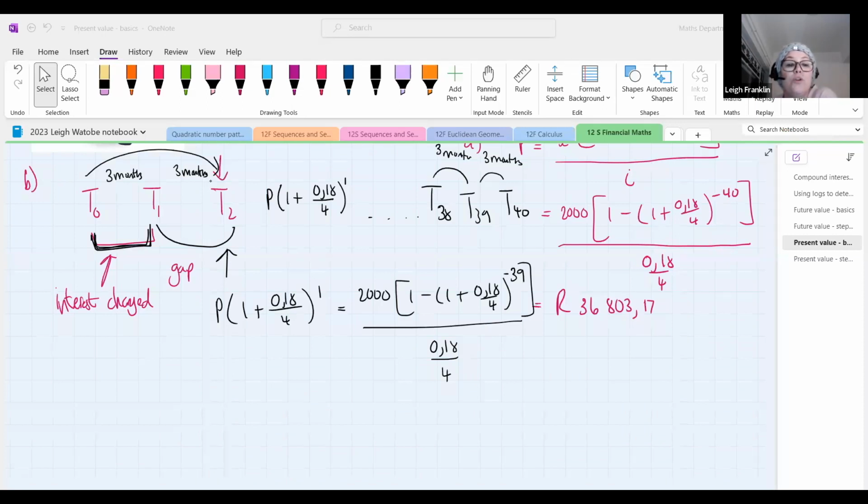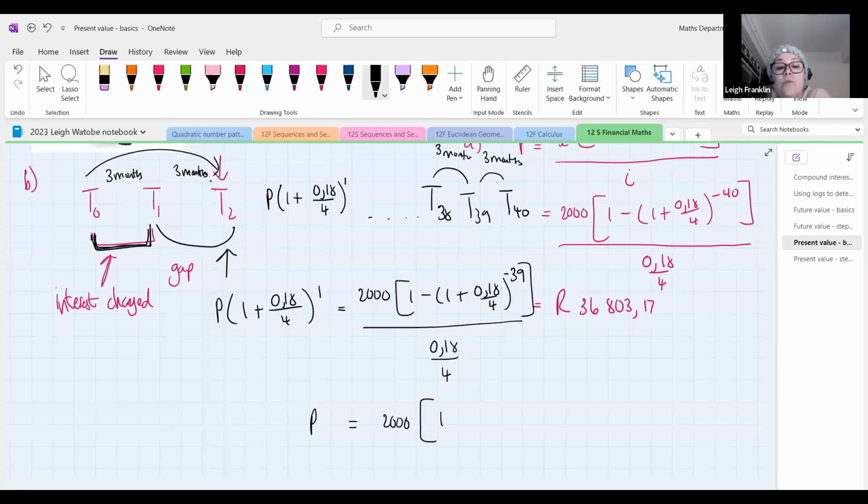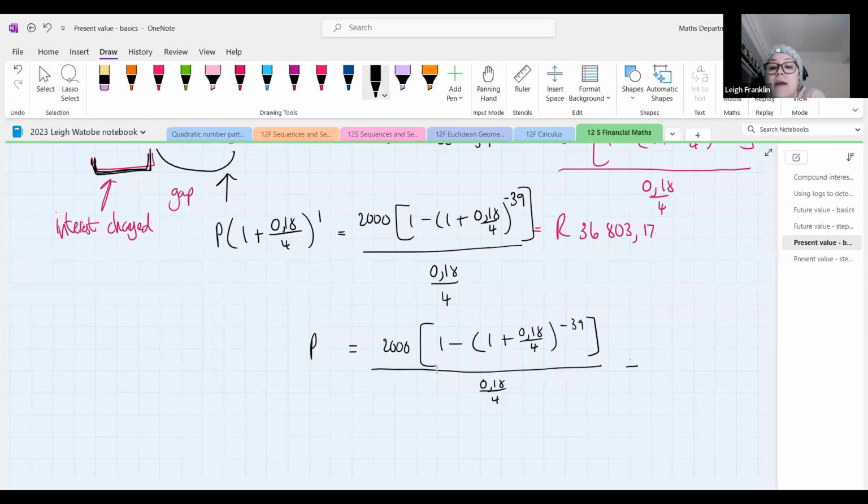So Tsikhofatso, in order to calculate your P, you'd have to work out your fraction and then divide it by the bracket. So we would end up with our 2000, 1 minus 1 plus 0.18 over 4 to the minus 39 over 0.18 over 4, and then you would need to divide that by our bracket of 1 plus 0.18 over 4, because we're trying to isolate P. I hope that makes sense to everybody. Let's just quickly work out the answer, and then you can tell me if you feel as though this makes sense to you, which obviously I'm hoping it does.